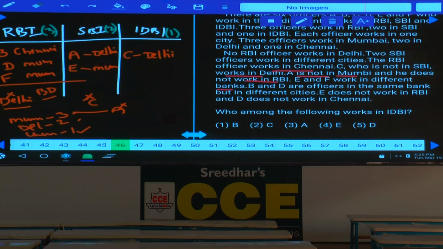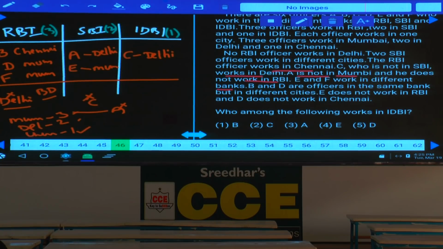F is from Mumbai. Now this is how these 6 persons are working in 3 different banks: 3 persons in RBI, 2 from SBI, and 1 in IDBI; and 3 persons belong to Mumbai, 2 persons belong to Delhi, and 1 is from Chennai. And whenever a common parameter is given, as we discussed yesterday also, if you divide this way, it is very easy for you to crack this one, rather than working one below the other.